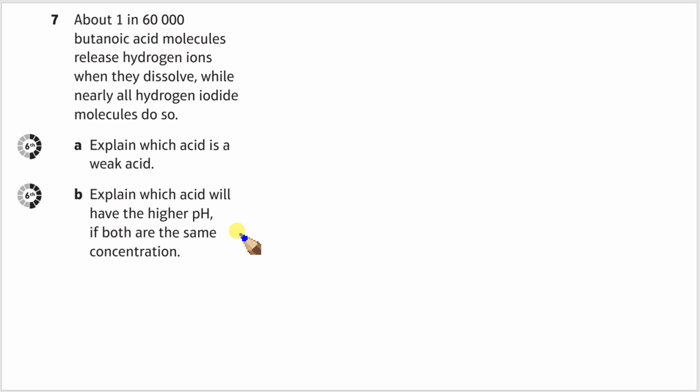Okay, so a little question just to test our understanding. About 1 in 60,000 butanoic acid molecules release hydrogen ions when they dissolve, while nearly all hydrogen iodide molecules do so. Explain which acid is a weak acid, and explain which acid will have the higher pH, if both are the same concentration. So have a go at answering those questions, and then you can have a look at the answers in a moment.